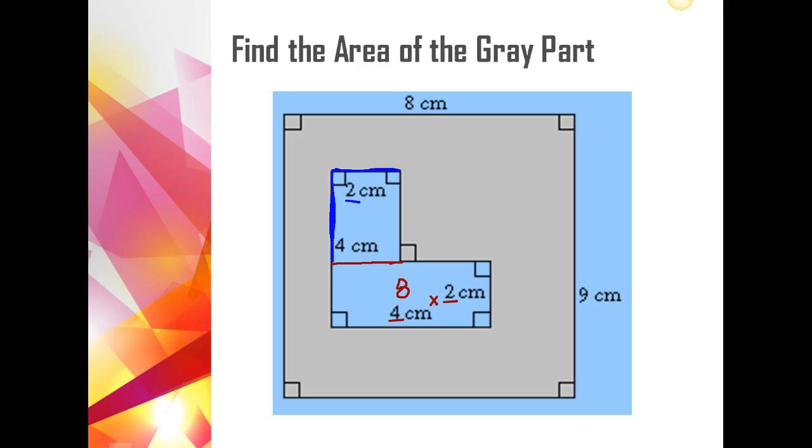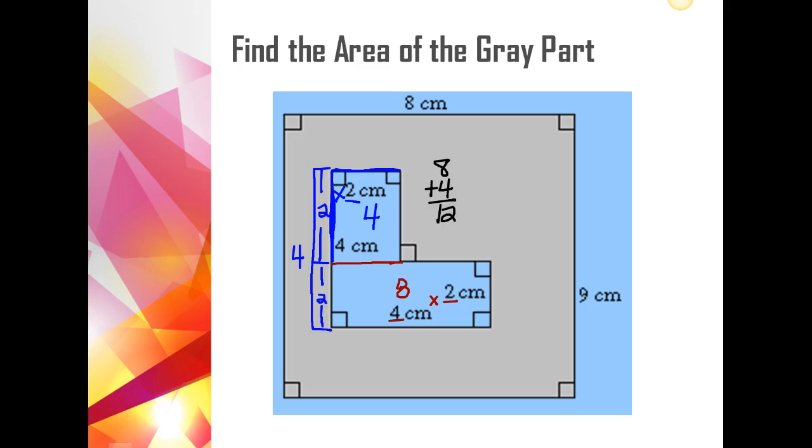We know that the full length of the figure is 4 centimeters, and from here to here is 2 centimeters. By subtracting 4 minus 2, we know that the missing length is 2 centimeters. We'll multiply 2 times 2 to get an area of 4 centimeters squared for the second rectangle. The total area of the composite figure is 8 plus 4, or 12 centimeters squared.